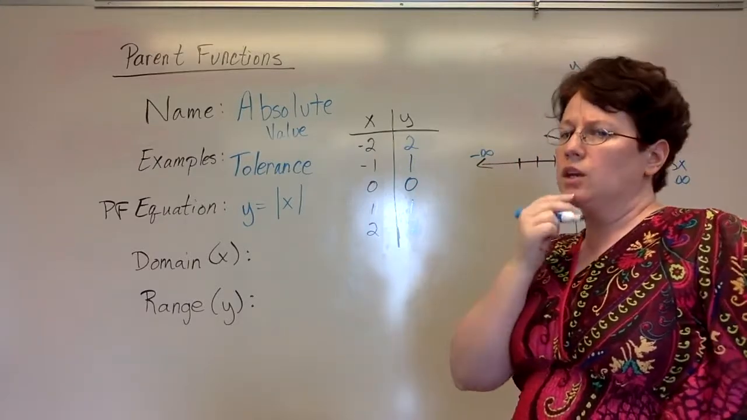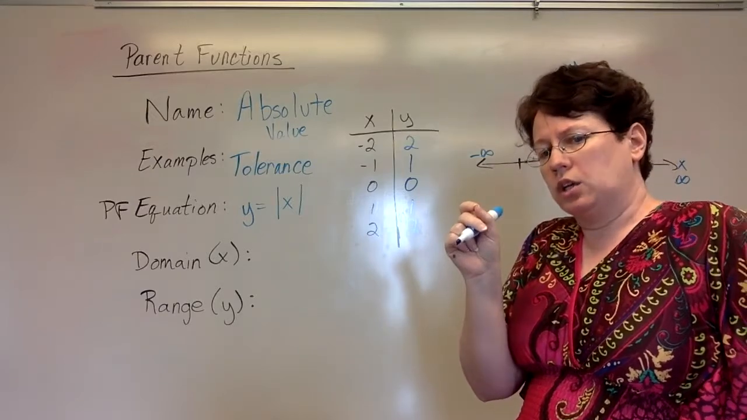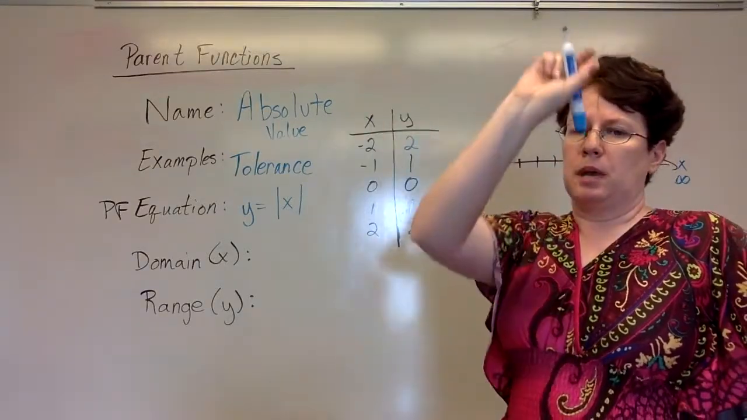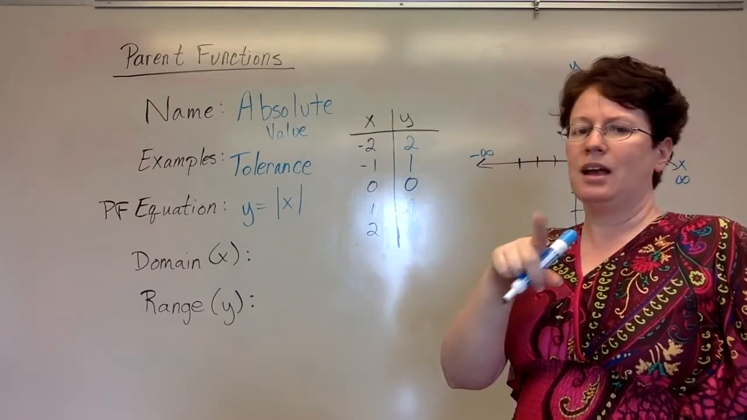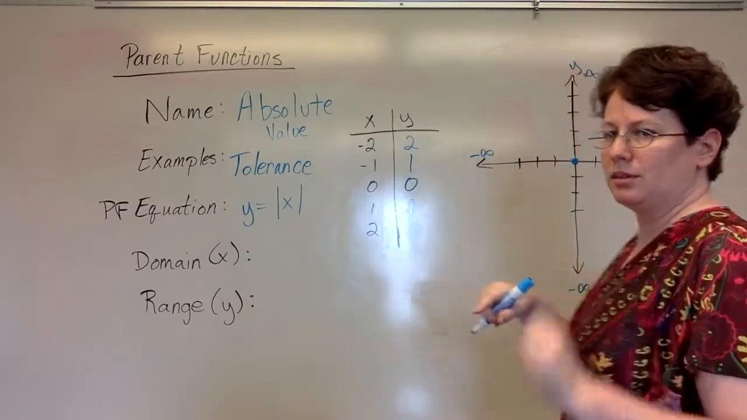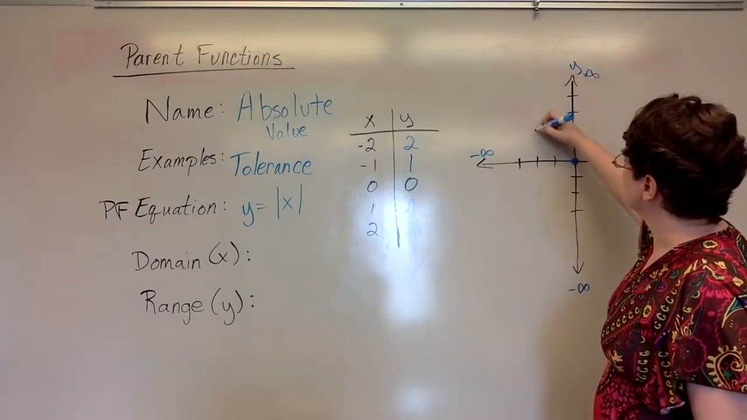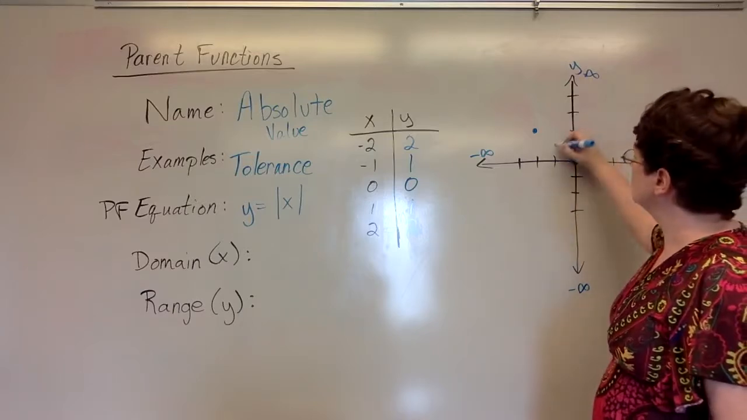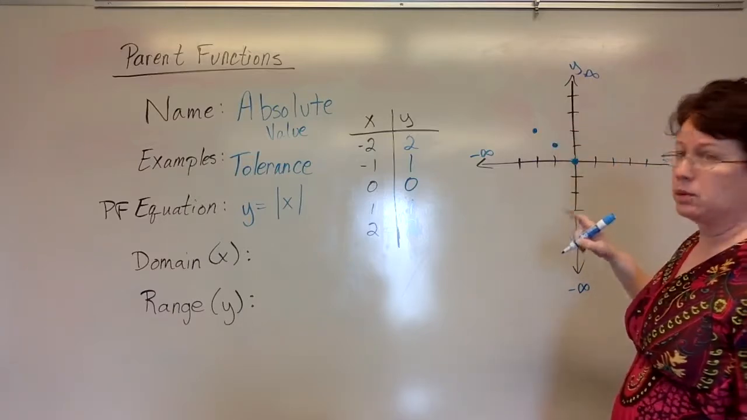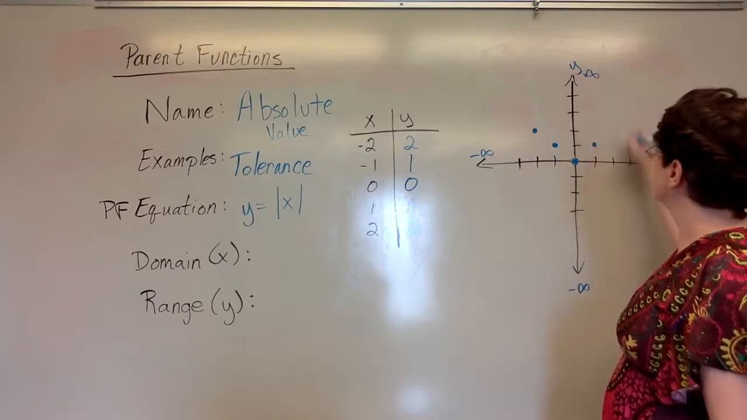So you may be thinking, Mrs. Boots, this is looking just a little bit like a quadratic, right? It goes down and comes back up. But the quadratic, remember, was a U shape. Absolute value is not a U shape. Watch. So -2 is +2. -2, +2. First point. -1, +1. Second point. 0, 0, 1, 1, 2, 2.